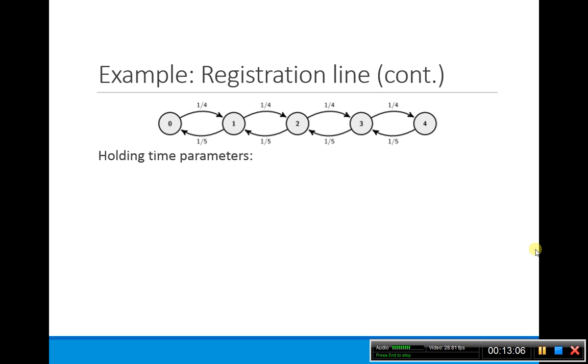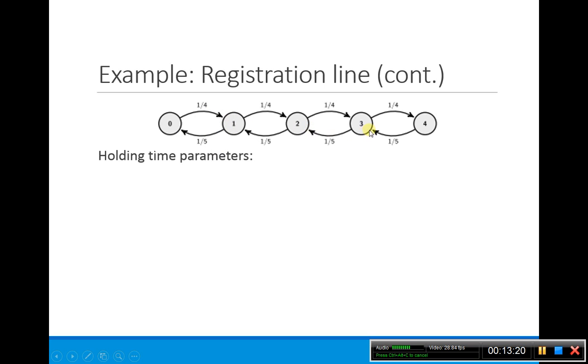So again, here's our transition diagram. We can get our holding time parameters. Remember, the way that we get our holding time parameters is we sum up all of our rates. From 0, the only thing that we can do is go to 1, so we're just going to have the rate 1/4.